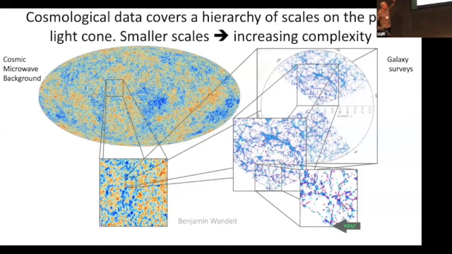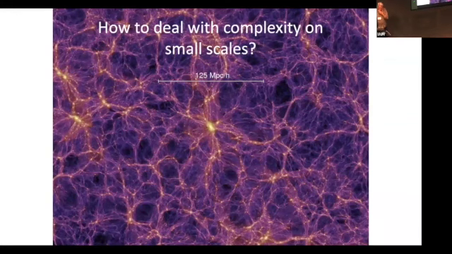And it turns out there's a scale hierarchy here in terms of complexity. On the largest scales, we have perturbative results that are very accurate, but on the smallest scales, everything becomes nonlinear, and that's the challenge, because the largest number of bits of information are also on these smallest scales. So that's really the problem that we're trying to solve. So how do we deal with this complexity on small scales?